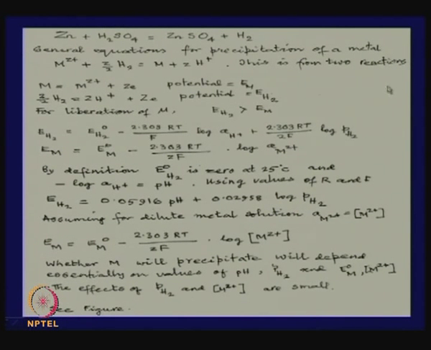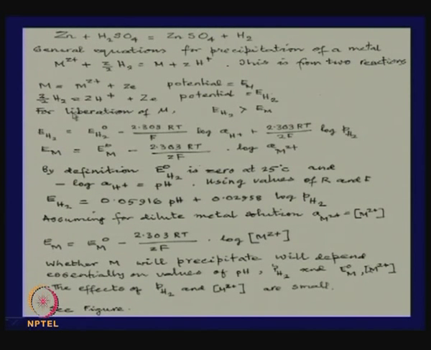This actually is a combination of two reactions. One is the metal going into solution as M^z+, and the other is hydrogen going into solution as hydrogen ions. What we want is that this reaction should predominate rather than that reaction. If there is a stronger tendency for hydrogen to form hydrogen ions than for the metal to form metal ions, then this reaction will go this way and that reaction will go that way. Now, let us see when we can do this.